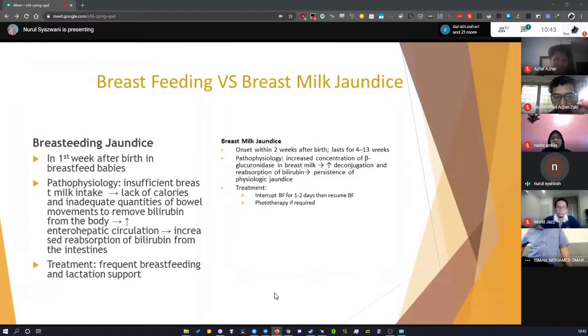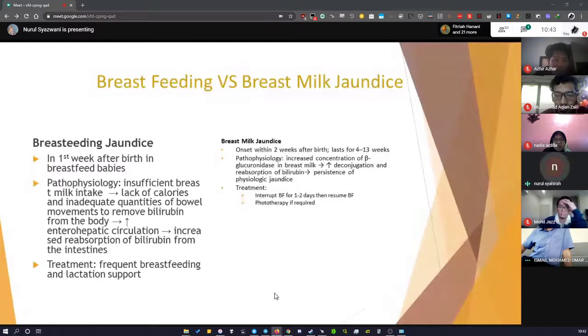Okay, this one is the comparison for breastfeeding jaundice and breast milk jaundice. Breastfeeding jaundice is usually in the first week after birth in breastfed babies. The pathophysiology is usually caused by insufficient breast milk intake, which leads to lack of calories and inadequate bowel movement to remove the bilirubin from the body. This increases the enterohepatic circulation and the reabsorption of bilirubin from the intestine. It can be treated with frequent breastfeeding and lactation support.